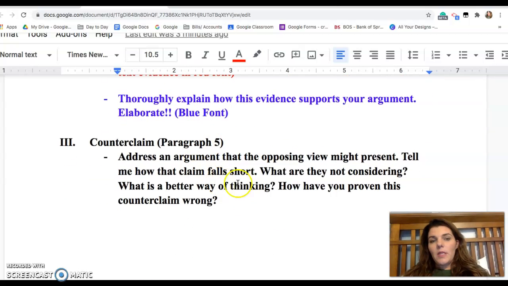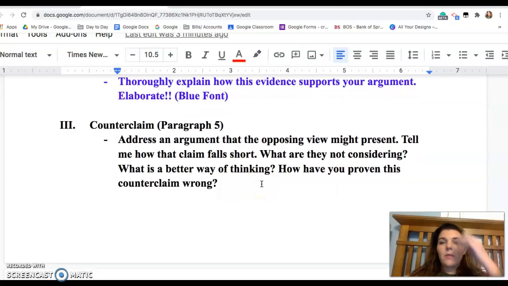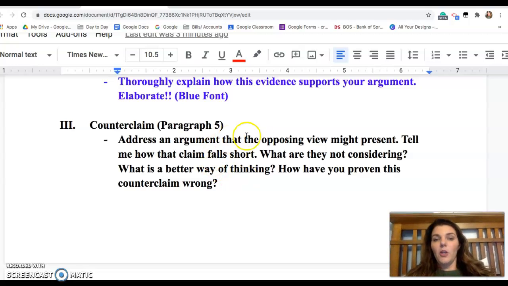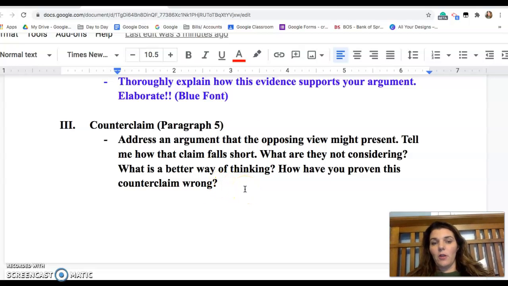And then we come to the counterclaim part. This is what's hard for some kids. Let's say you're arguing against violent video games, that they are harmful for teens, that kids should not be allowed to play them. You're going to take the argument of the other side, which would be that they're not harmful to teens, and you're going to tell how that claim falls short. What are they not considering? What is a better way of thinking? How have you proven this counterclaim wrong?